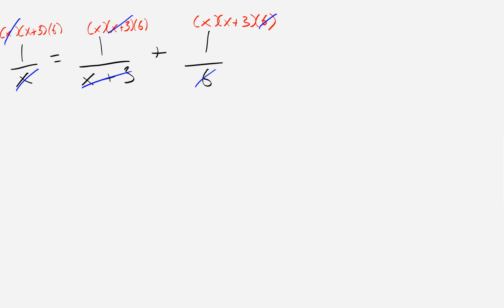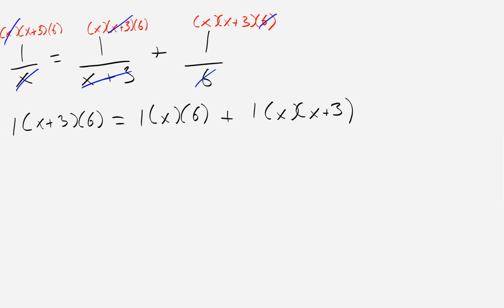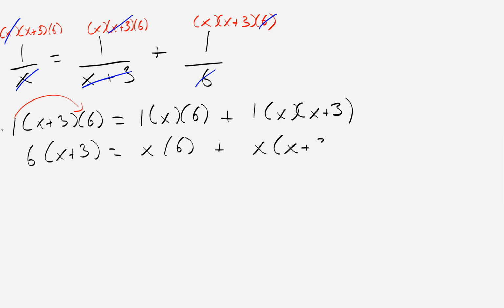So what's my next line? Well, the first one is still to be multiplied by x plus 3 and by 6, equals the next one multiplied by x and by 6, and the next one multiplied by x and by x plus 3. So doing the multiplication, I'm actually going to take 2 lines to do multiplication. I'm going to multiply the 1 by the 6 first, and then in the next line multiply in the x plus 3. So 1 by 6 is 6, multiplied by x plus 3, is equal to 1 by x is x, multiplied by 6, plus 1 by x is x, still to be multiplied by x plus 3. So continuing on, that gives me 6x plus 18 is equal to 6x plus x squared plus 3x.